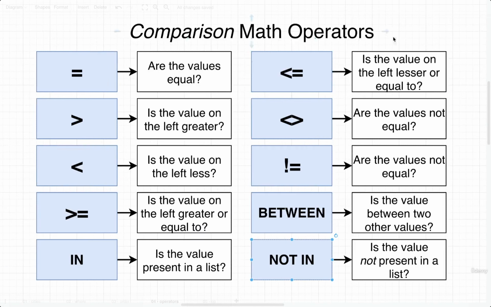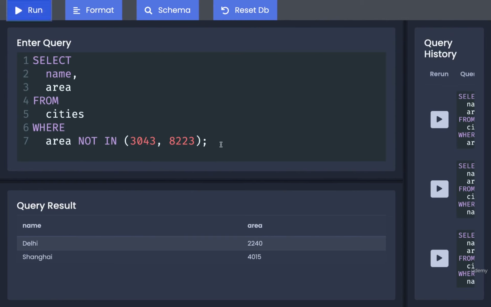Okay, so that's some of the different comparison math operators that we have access to. The last thing I want to show you is that we can make use of multiple operators inside of one where statement. So for example, we could try to find all the cities that have an area not in 3043 and 8223. And then right after that, we could put in another check. So we could say and then put in another comparison right over here. So we could say, how about all the cities that have a name equal to Delhi?